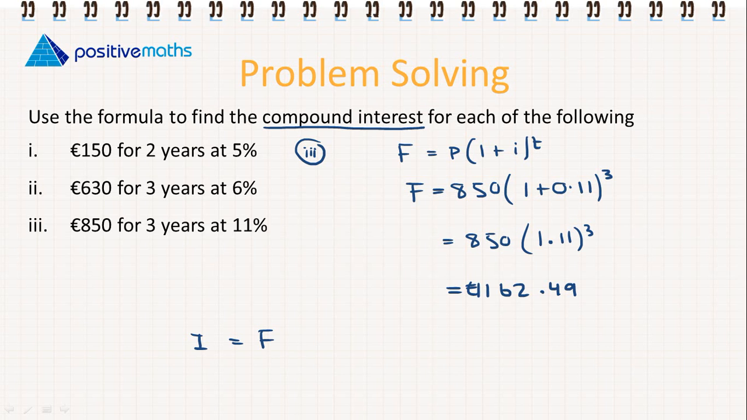The interest is going to be the difference between the final amount and the principal. So that's 1162.49 minus 850. So the interest is going to be €312.49.